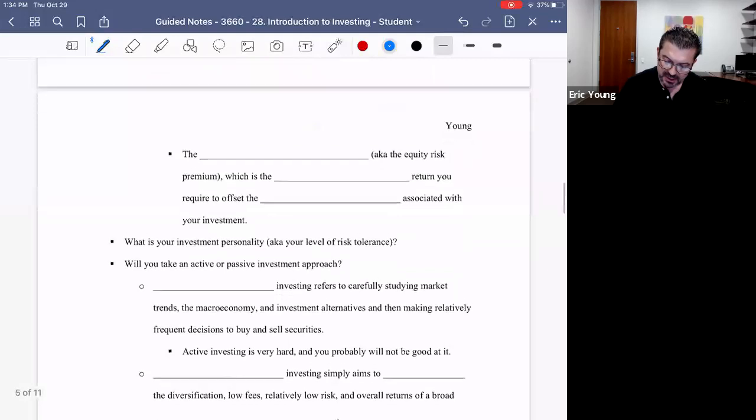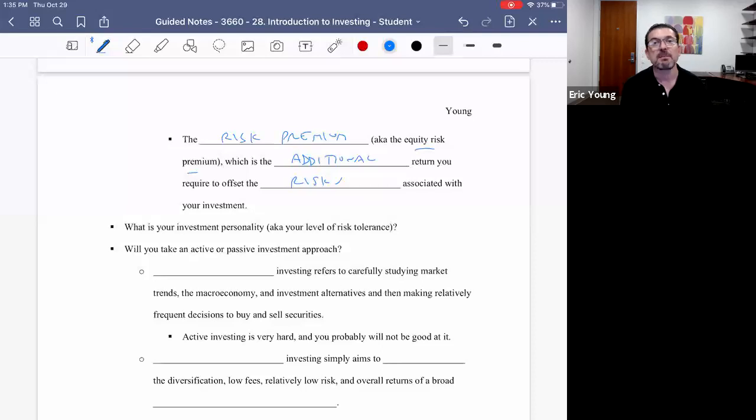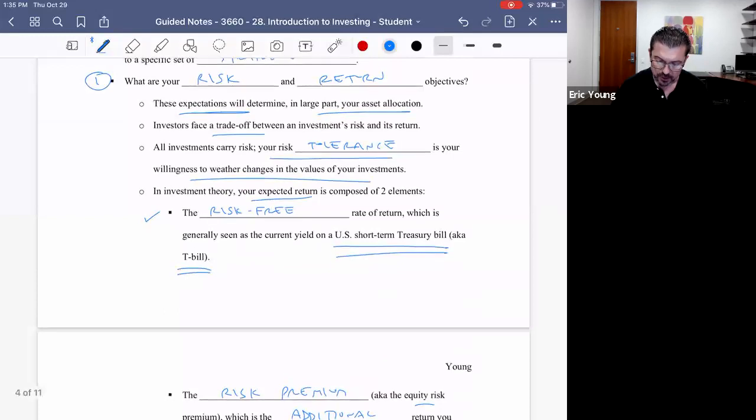And then what you do is you simply add to that what is known as the risk premium. And the risk premium, which is also known as the equity risk premium, is the additional return that you require to offset the different risks that are associated with your investment. So it's the risk premium that helps to put some numbers behind the risk return trade-off and the risk return connection, okay?